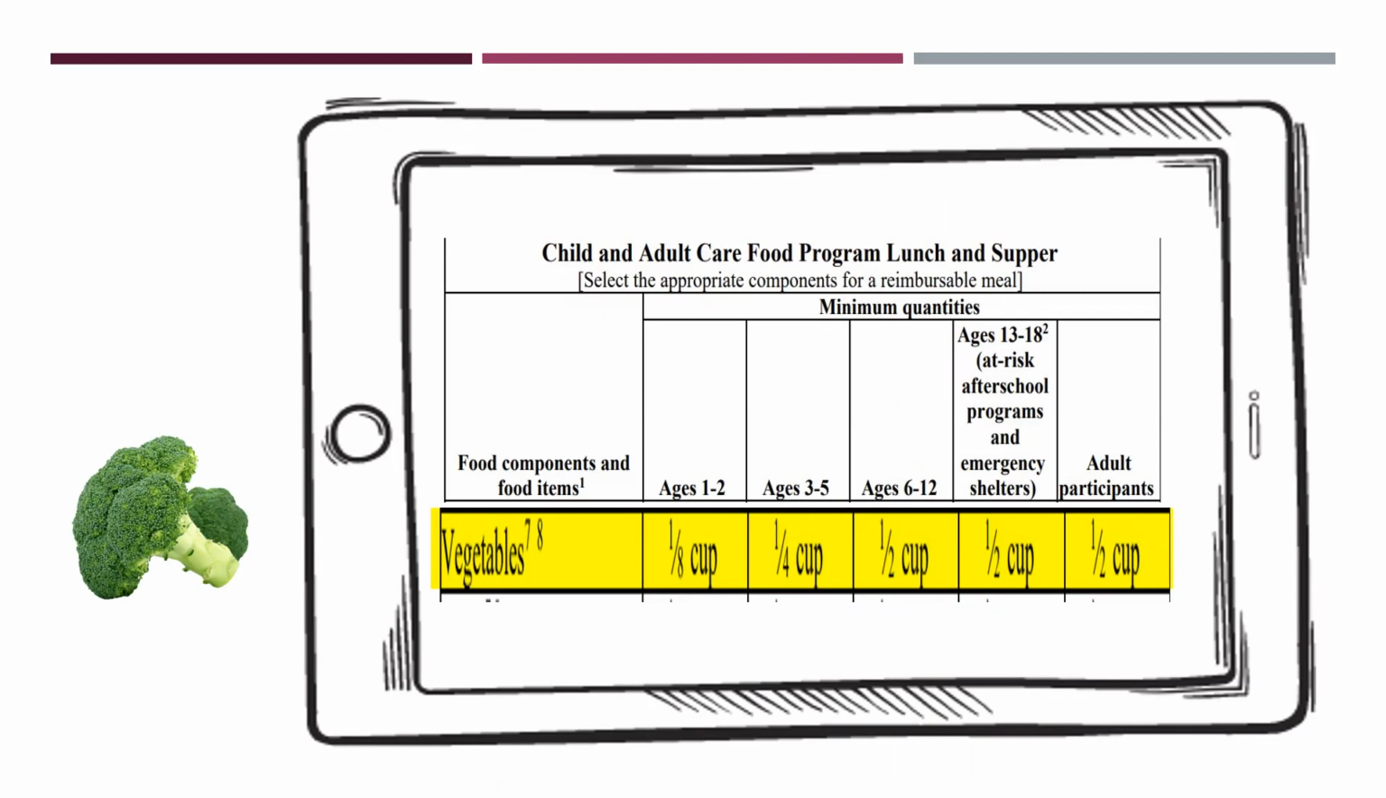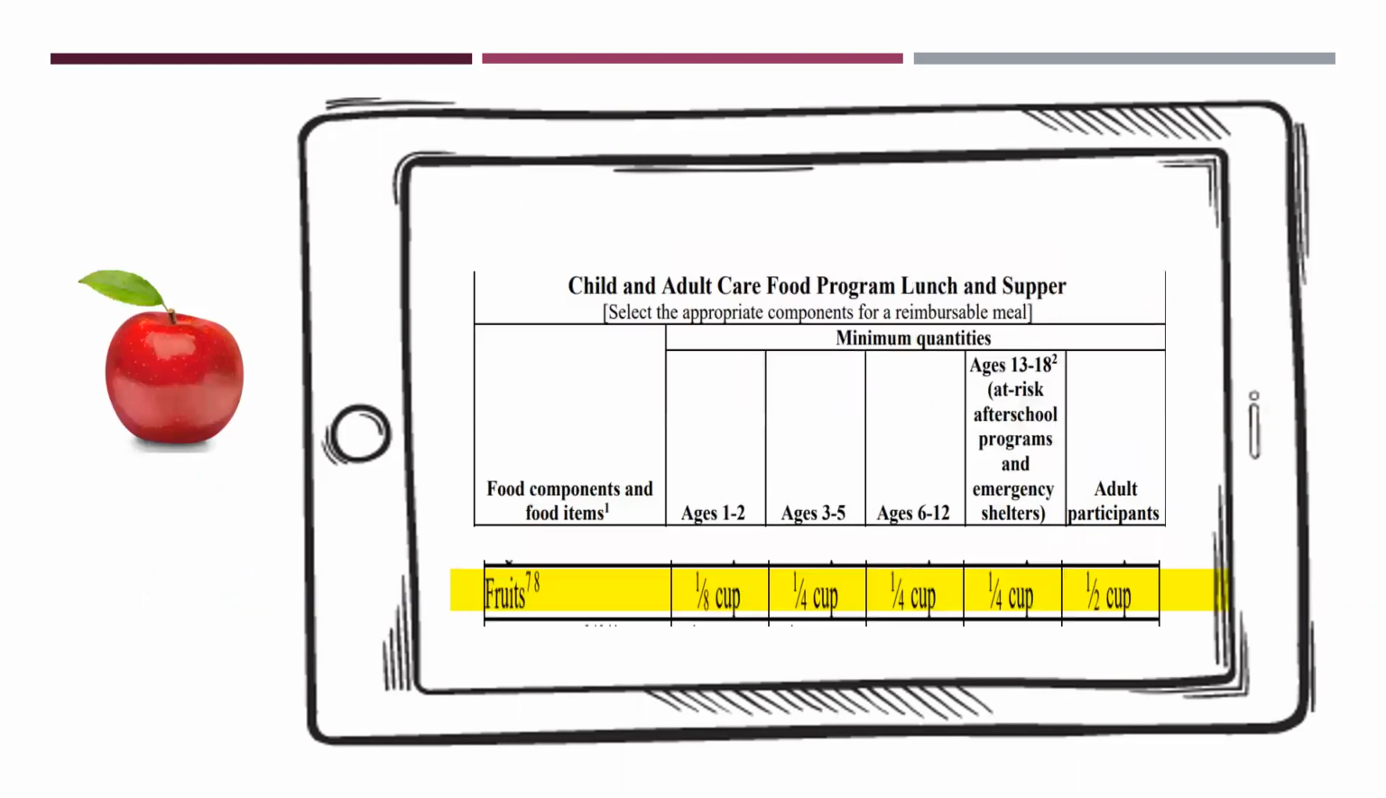Ages 6 through 12, 13 through 18, and adult participants must all be offered a 1/2 cup minimum. Next, we move to the fruit component and minimum serving sizes per age group. The minimum serving sizes for fruits is ages 1 to 2, 1/8 cup, ages 3 to 5, 1/4 of a cup. That's the same for ages 6 to 12, and ages 13 through 18, 1/4 of a cup. And adult participants need to be offered a 1/2 a cup.